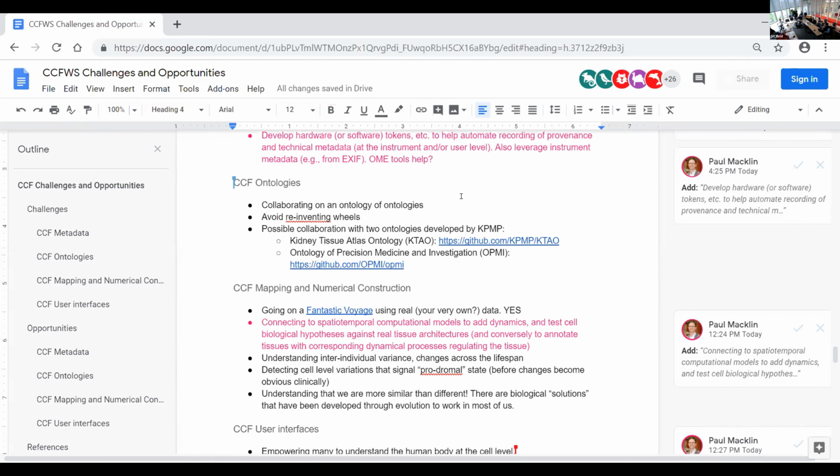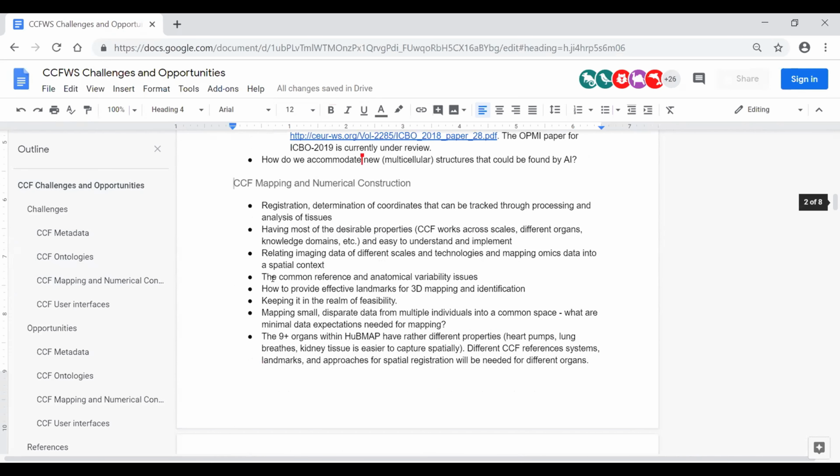All right, so CCF ontologies, opportunities. So please add to those if you have others. Can I put Jeffrey on the spot for the mapping and numerical construction part? So I can click here and go to the challenges. If I use the right mouse, I have to minimize. Yeah, if we start with the challenges, there are a number of them listed here.